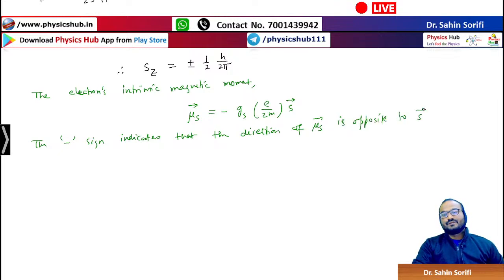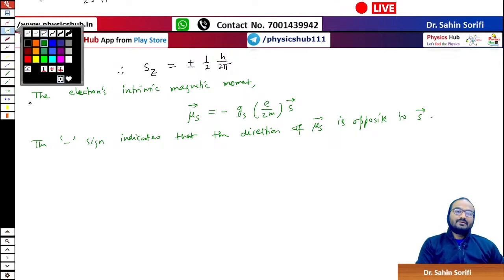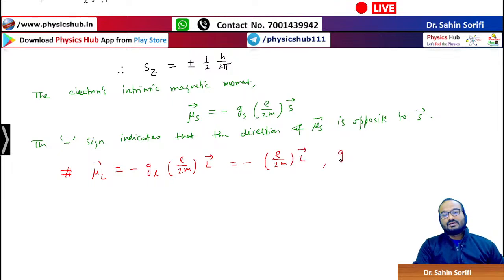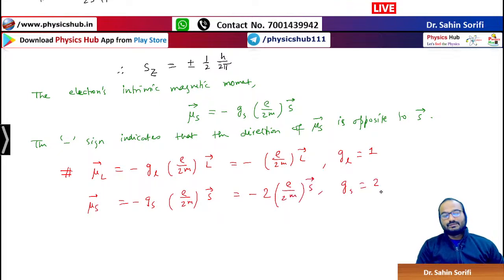So if you summarize things, if I talk about mu L, it is equal to minus GL into e by 2m into L. So this is equal to minus e by 2m into L. From this we can conclude that the Lande factor for orbital angular momentum is 1. On the other hand, mu S is equal to minus Gs into e by 2m into S. It is equal to minus 2 times e by 2m into S. So Gs is equal to 2.